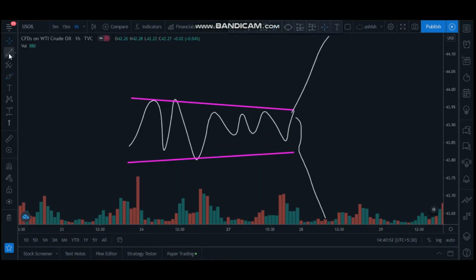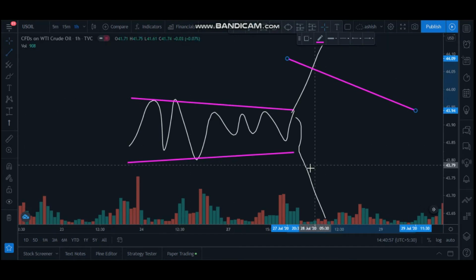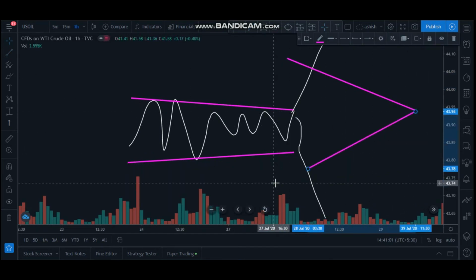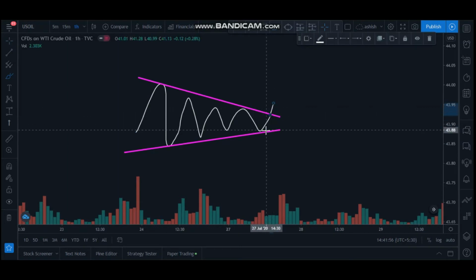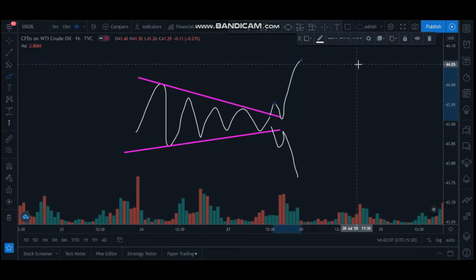In the market you will very rarely find triangles making a perfect asymmetrical triangle like this. So you have to use your imagination, watch the graph very carefully, and draw trend lines according to that. After the breakout or breakdown, price will always take a retest, and then it will move downward, or retest on the upside and move in the upward direction. So always be ready for the retest, especially in an asymmetrical triangle.